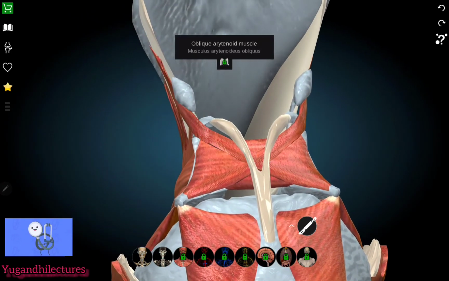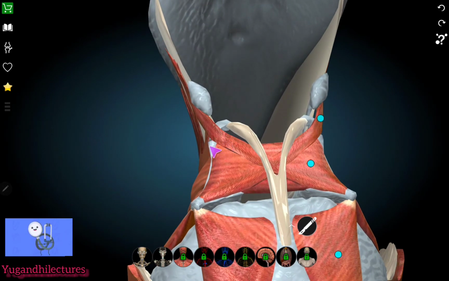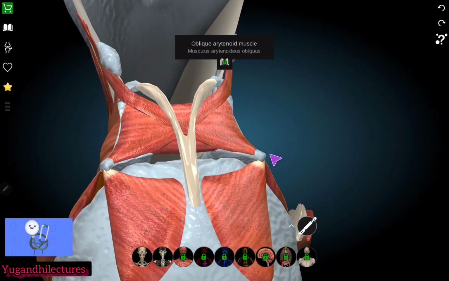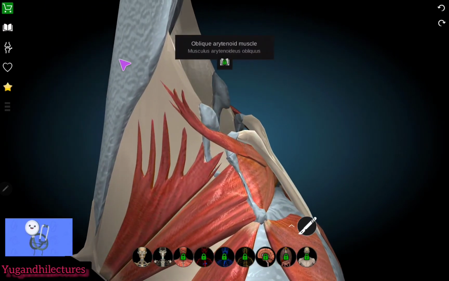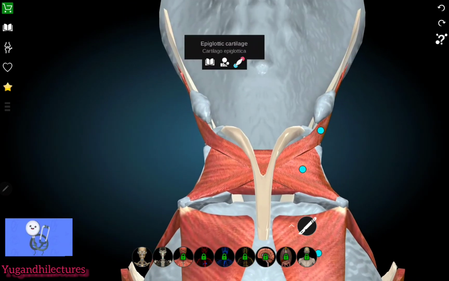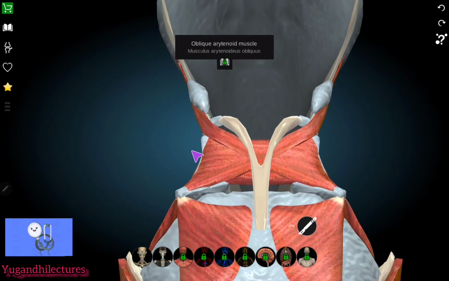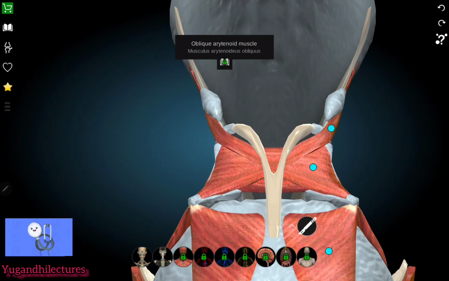Here you can see the oblique arytenoid muscle. It extends from the apex of one side of the arytenoid cartilage to the base of the other side of the arytenoid cartilage. This oblique arytenoid muscle also continues on the two sides of the epiglottis as the aryepiglottic muscle, and that extension is not shown here. So this muscle extends from the apex of the arytenoid cartilage of one side to the base of the arytenoid cartilage of the other side.